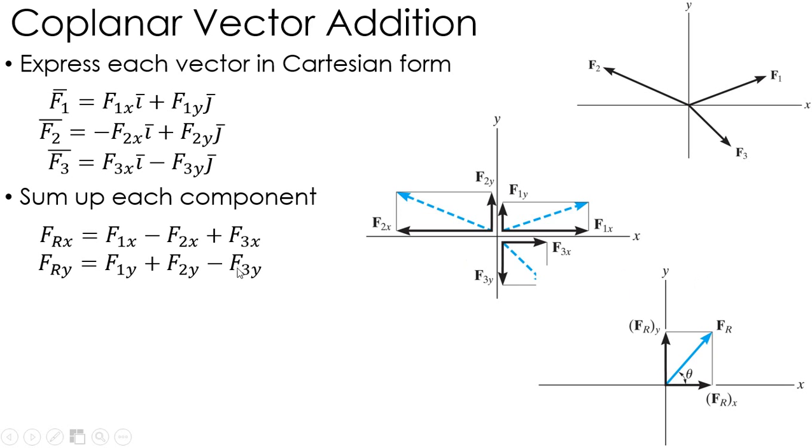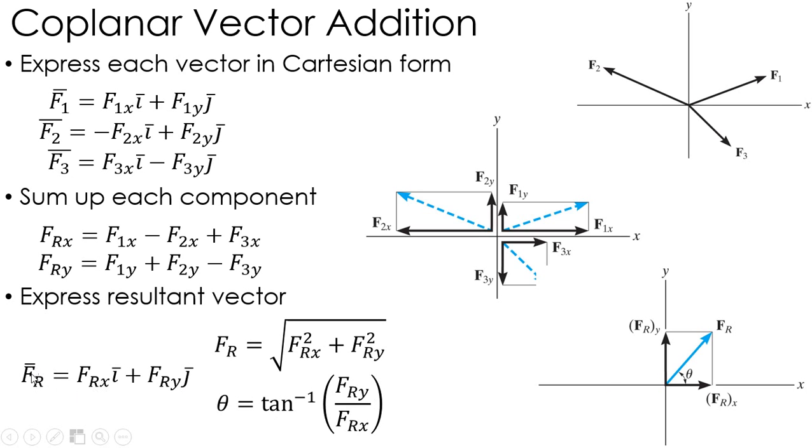Once I do that, I simply add up each component. So I take my x components, my F1x, F2x, and F3x, add them up, and my F1y, F2y, and F3y, add those up. So I take this one, I subtract off this one, and then add F3x. Likewise, F1y plus F2y minus F3y. And what I wind up with is the resultant force in the x direction and the resultant force in the y direction, given like this. And I can write that vector like this, where I have the resultant force equal to the x component that I summed up times i plus the y component that I summed up here times j.